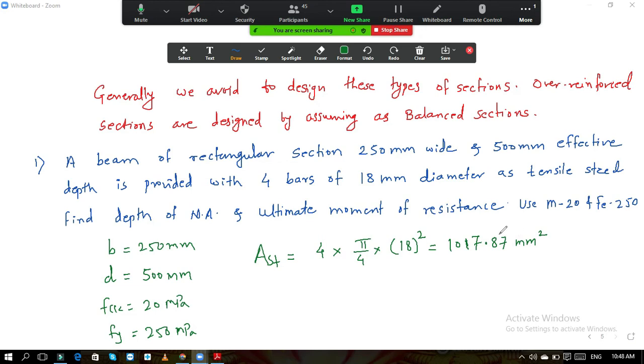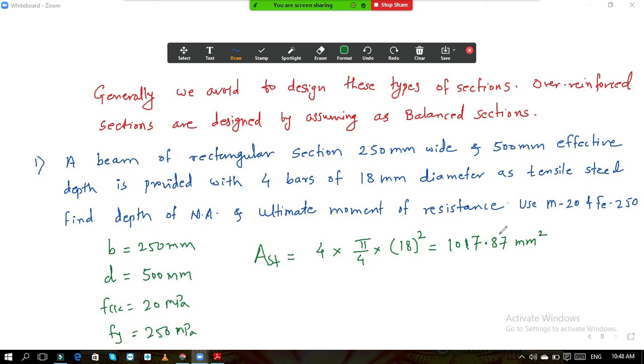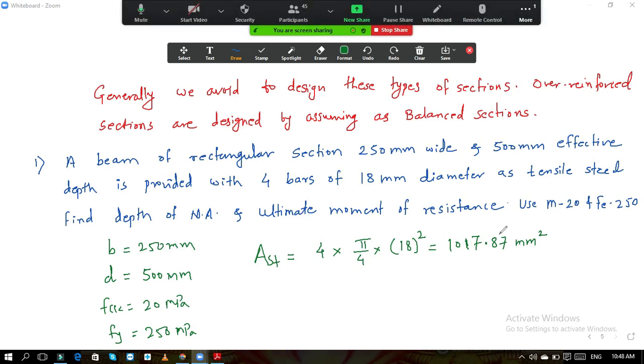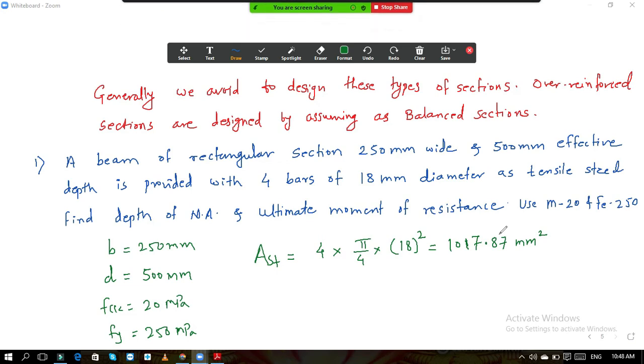So now very simple. They have asked us to find out the depth of the neutral axis. Depth of neutral axis means XU. You need to find out the value of XU. First thing. What is the second thing they have asked? Ultimate moment of resistance, so you need to find the MU. Now how are we going to find out?